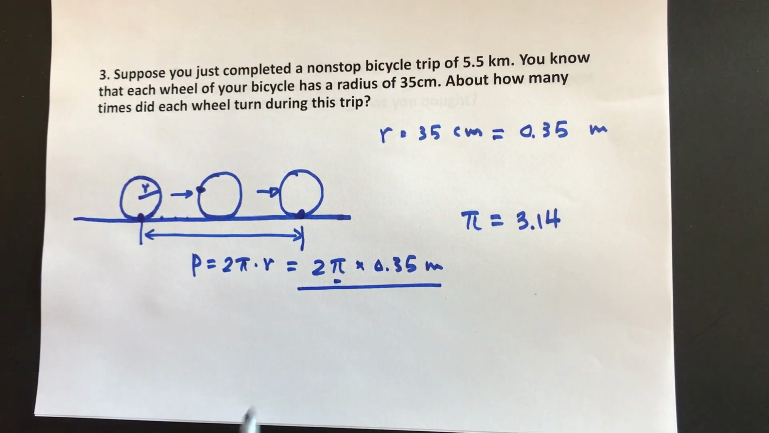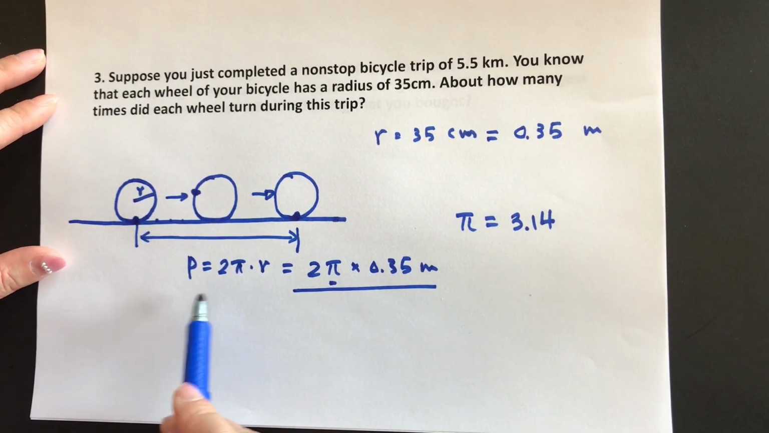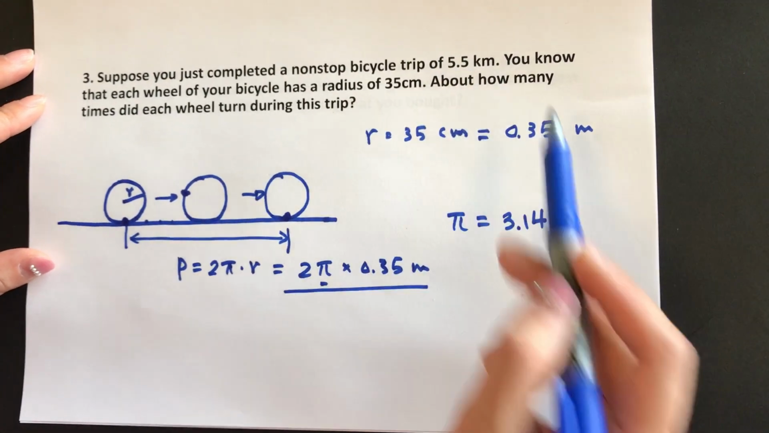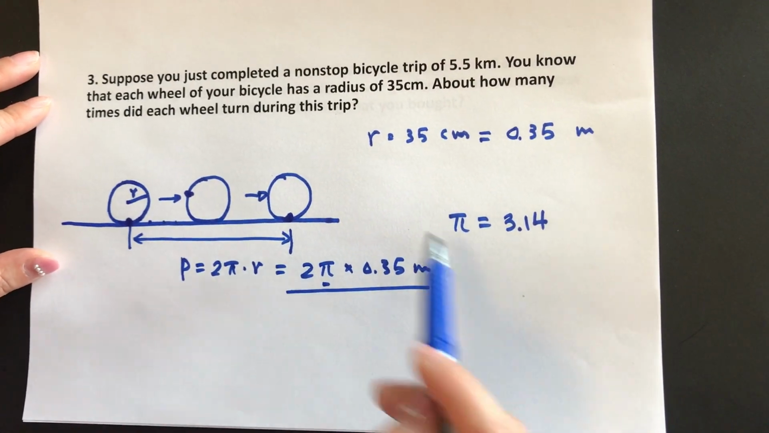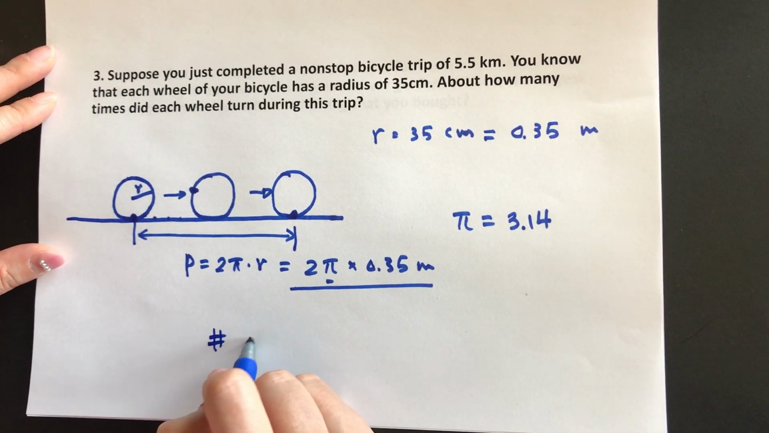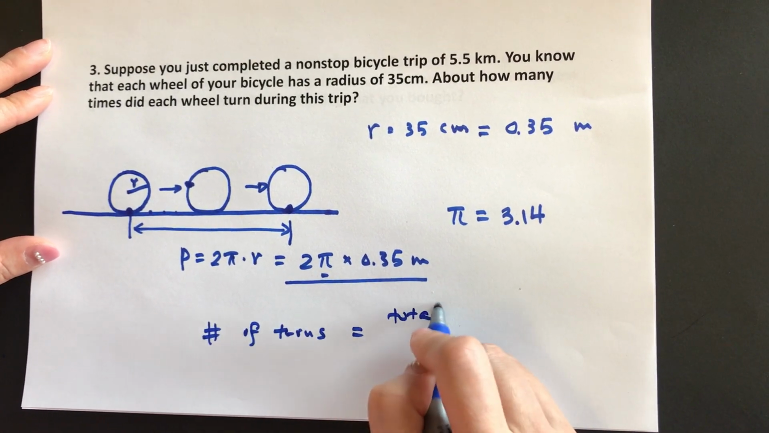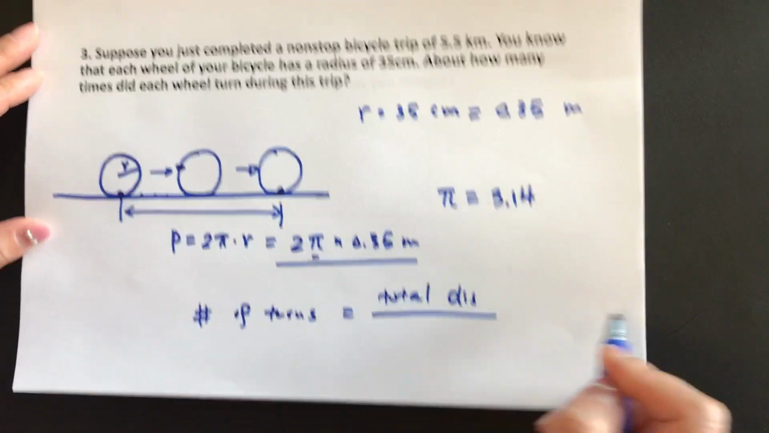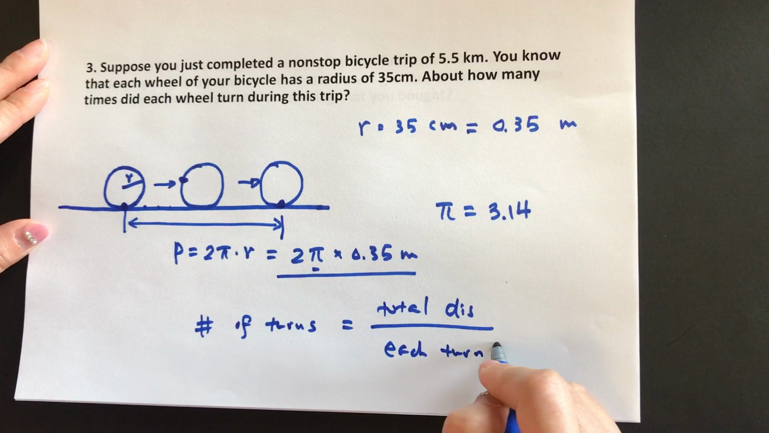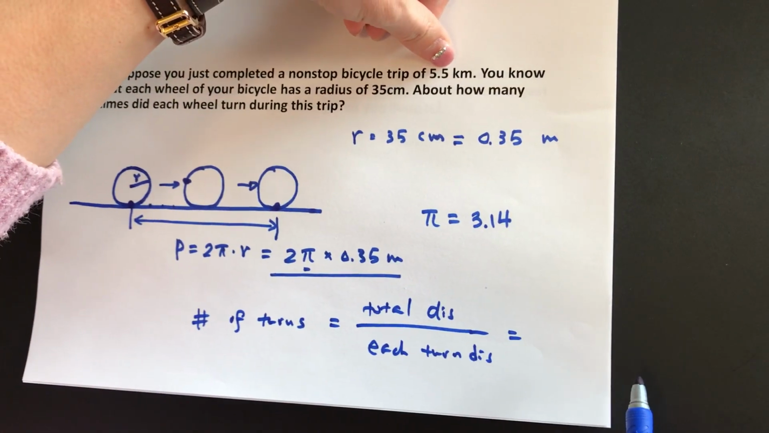Okay, now total we have traveled 5.5 kilometers. So how many turns do we have to do, which means 5.5 kilometers is how many times of each turn. So how many times do we have to turn? Number of turns equals the total distance divided by each turn distance, right? So the total distance is 5.5 kilometers.